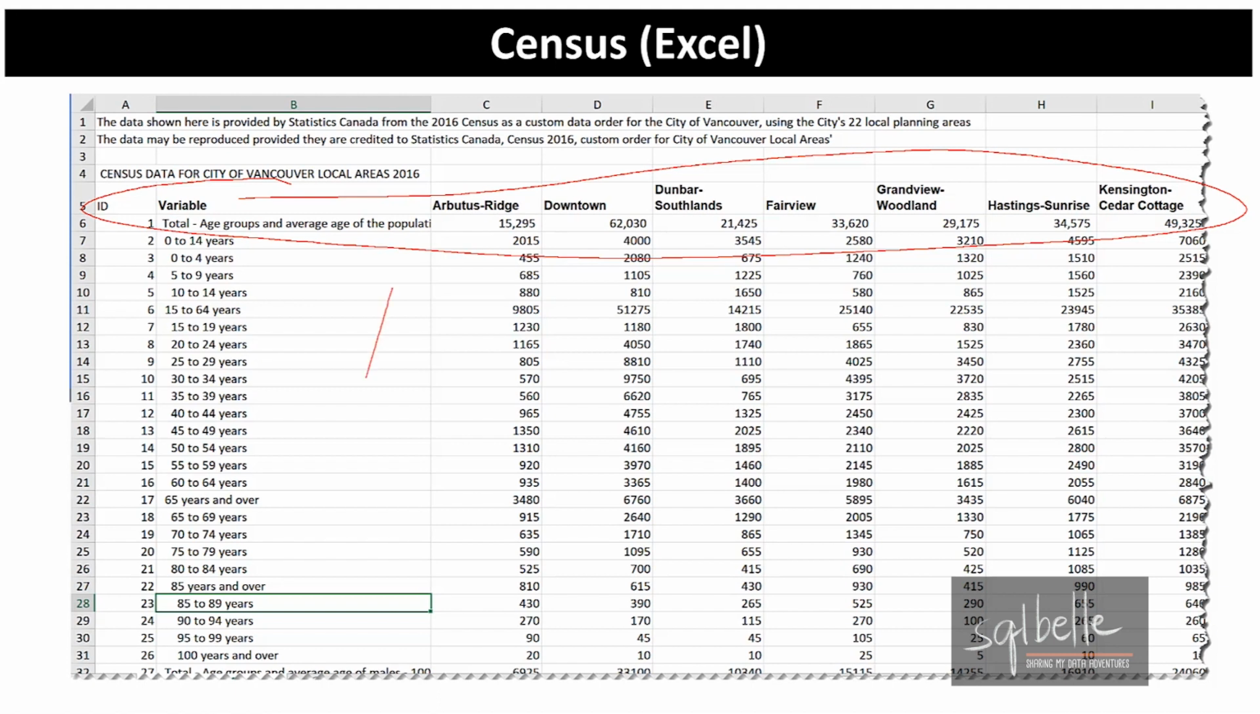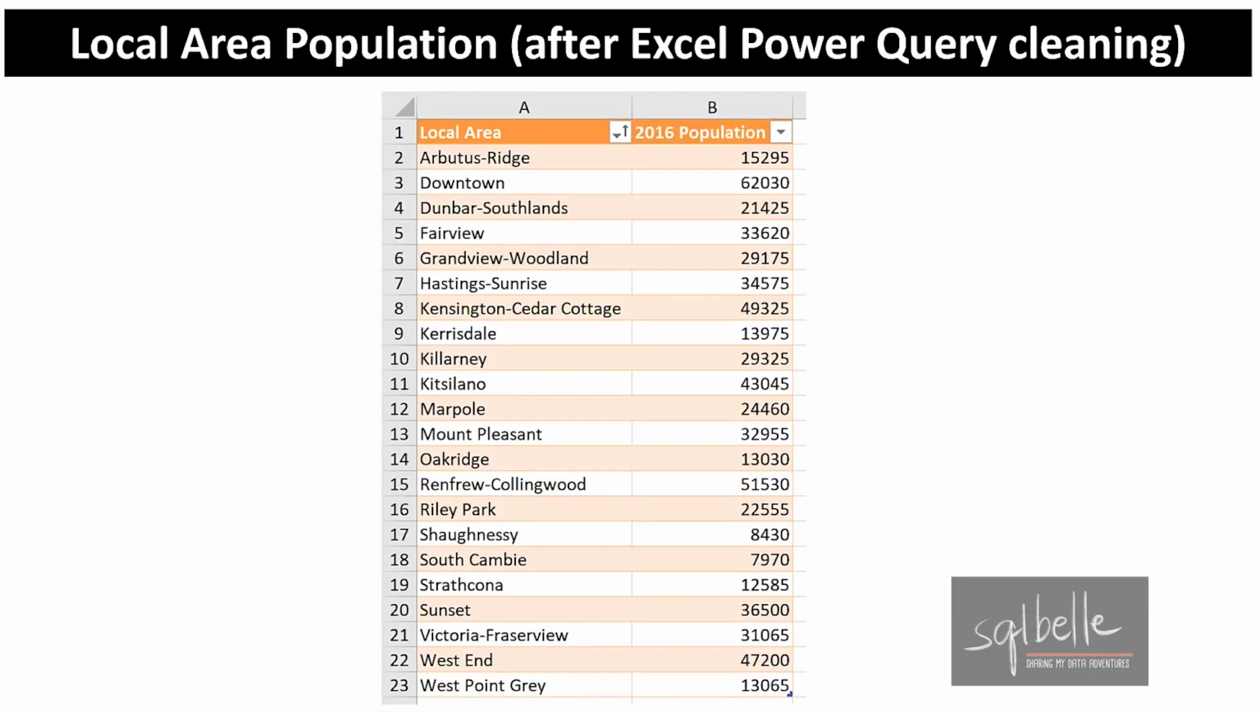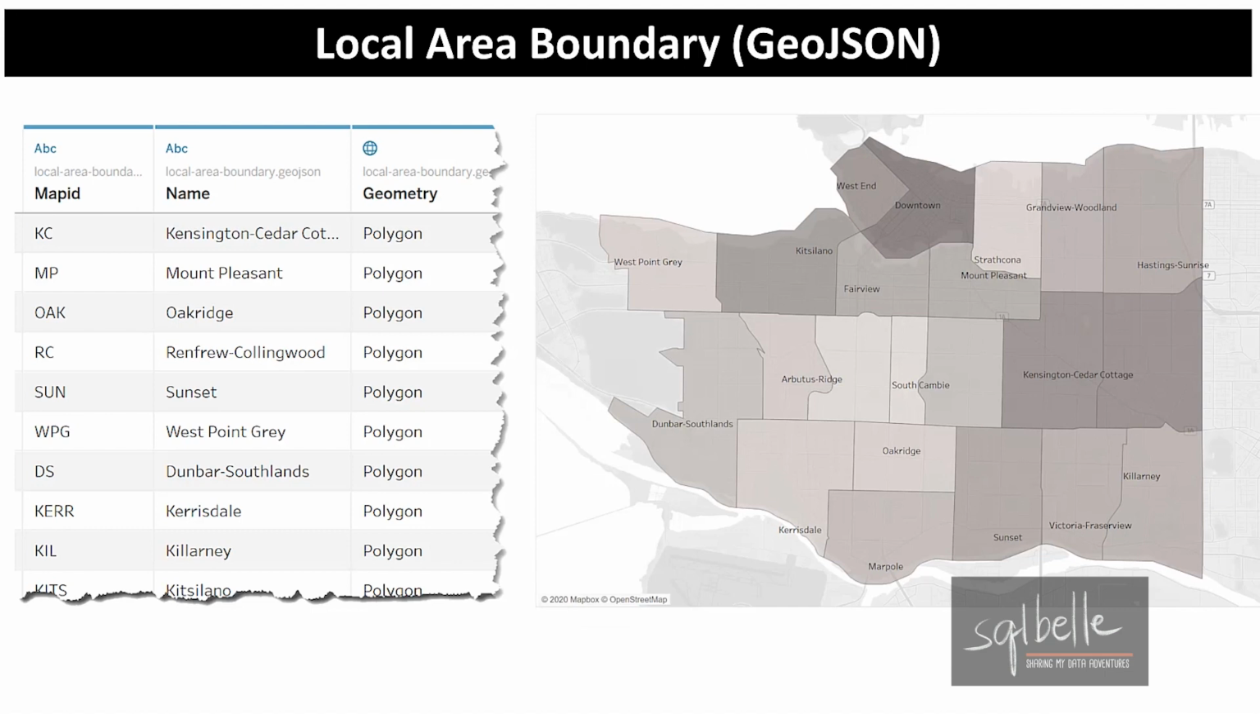But this dataset also has so many other columns and rows that we don't need, so we will take those out. We are going to clean this up using Excel Power Query. All we want is the local area and the population. And we are going to overlay this population in the polygons, so it gives us a shaded area that shows us relative population density across the whole city.